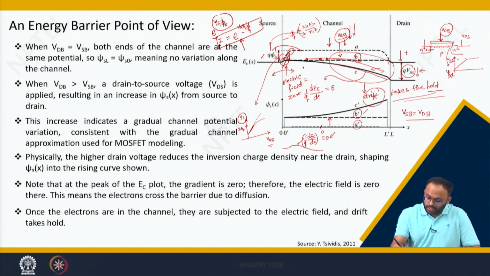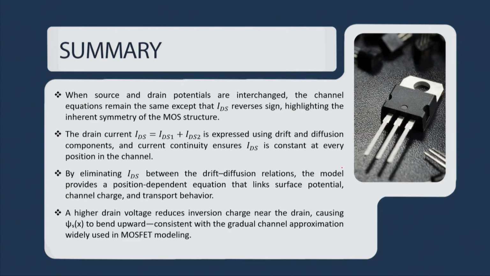But in strong inversion, when VGB is enough, what will happen? The charge and the surface potential are logarithmically related, meaning you can say it follows a linear trend after a certain point of VGB, where strong inversion takes place. So this is IDS. So let me summarize this lecture.